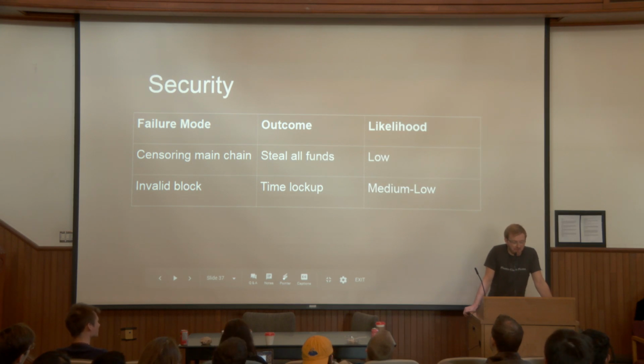And then lastly, if you have a censoring main chain, similar to payment channels, you can, and this is different from channels, all the money can be stolen. Yes, question?